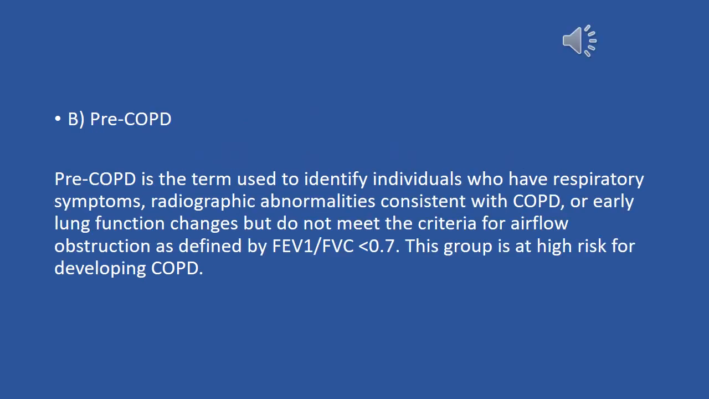Answer B. Pre-COPD. Pre-COPD is the term used to identify individuals who have respiratory symptoms, radiographic abnormalities consistent with COPD, or early lung function changes, but do not meet the criteria for airflow obstruction as defined by FEV1 to FVC ratio less than 0.7. This group is at high risk for developing COPD.